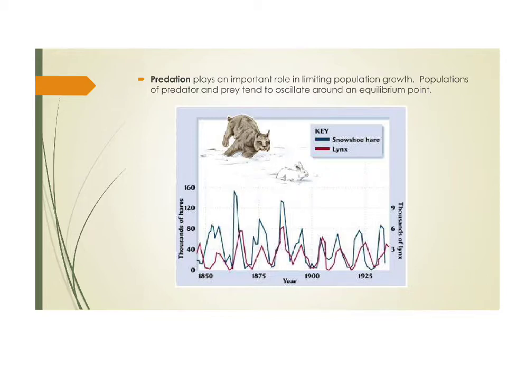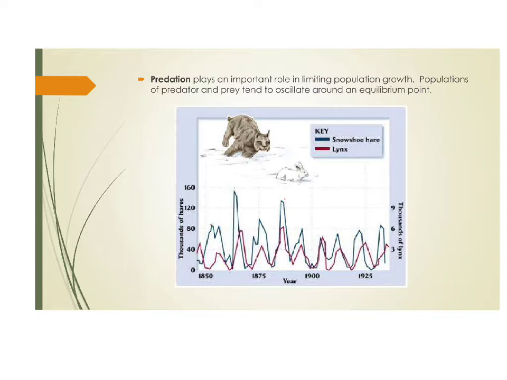Predation plays an important role in limiting population growth. Populations of predator and prey species tend to oscillate around an equilibrium point. So this is a very famous graph, and you may have seen it before. The teal colored line is the population of snowshoe hare. These peaks are snowshoe hare right here. And then the red line is the lynx. Obviously, the snowshoe hare is the prey and the lynx is the predator. And you can see that there are predator-prey oscillations here.